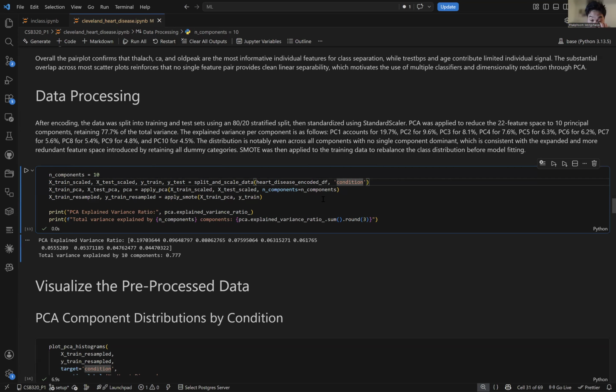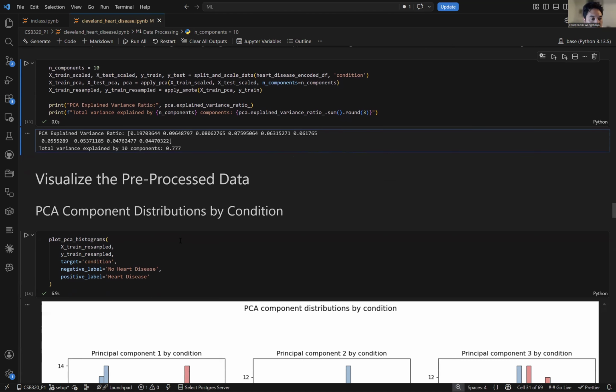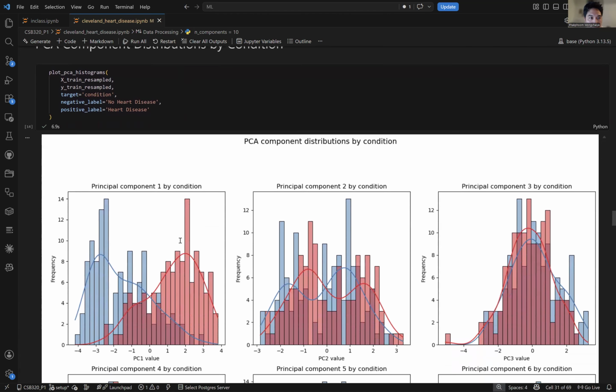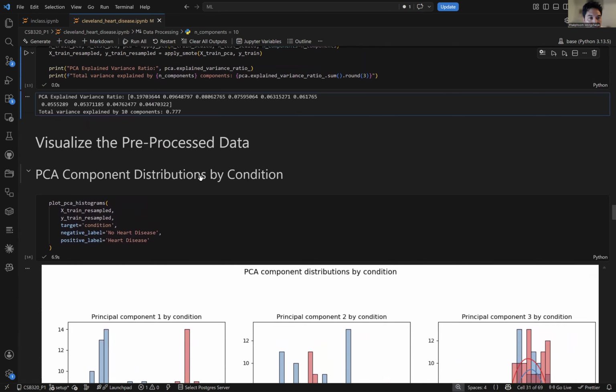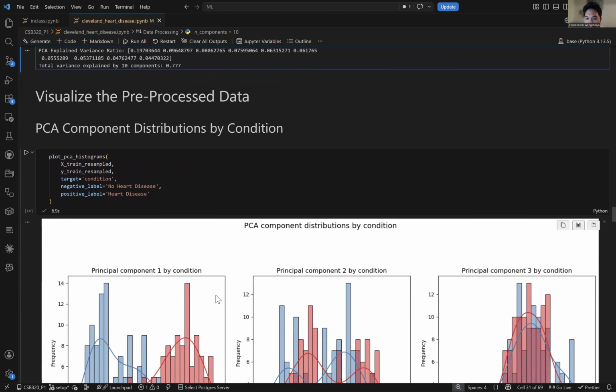5 components only explain about 50% of the variance, which is very low. And I chose to keep 10 because it explains about 77% of the variance, which I think is much better than 50%, because you're leaving a lot of information off the table there. So 77%, pretty good. So let's move on here and create a histogram of my PCA components that I just created, the 10 components I decided to keep.